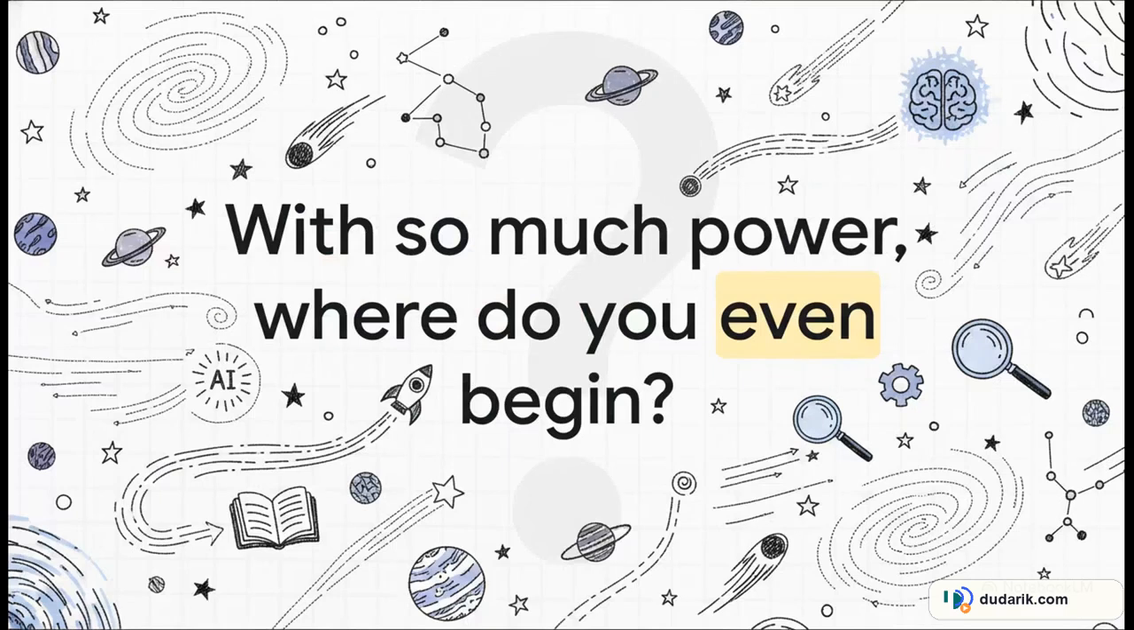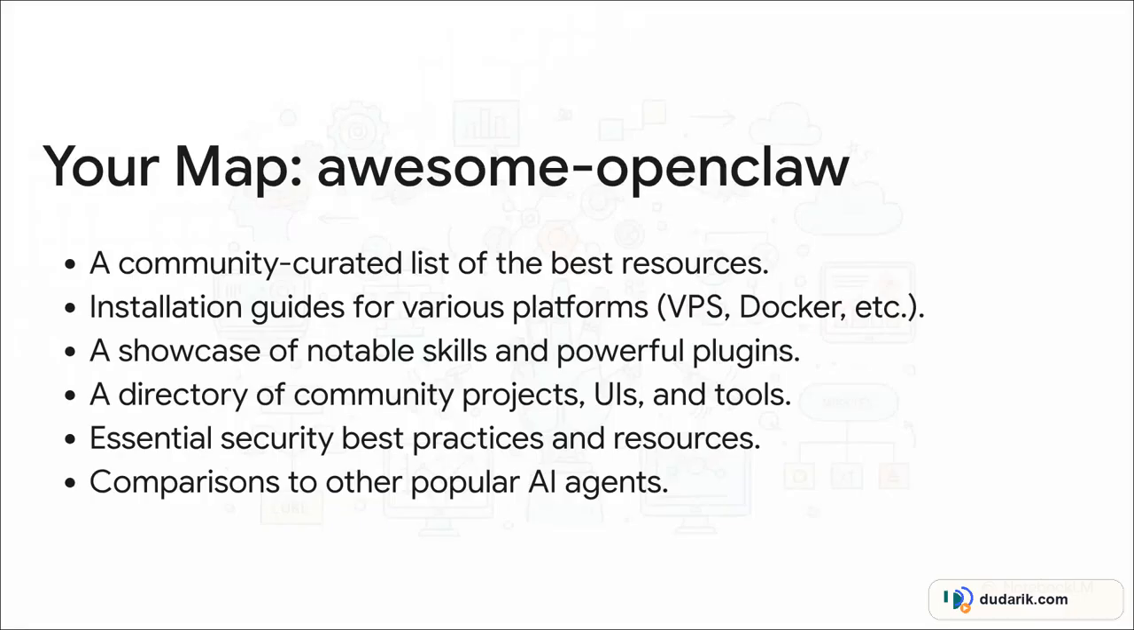Which, of course, leads to the big question for anyone new to this: with all this incredible power right at your fingertips, where on earth do you even start? How do you navigate this whole universe without just getting completely lost? Well, you know what they say. Every explorer needs a map, and for the OpenClaw universe, that map is the awesome-openclaw repository over on GitHub. It's this amazing community-curated list that pulls together all the best resources, everything from install guides to must-have skills and, super importantly, security advice. This is basically our guidebook for today's tour.